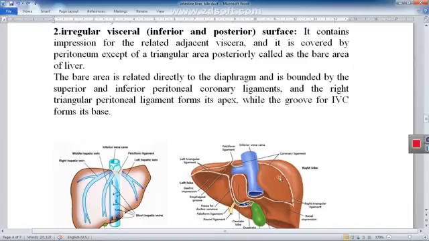This triangular bare area of the liver is limited above by the superior coronary ligament and below by the inferior coronary ligament. The apex is the right triangular ligament, and the base is the inferior vena cava. Of course, the coronary ligaments and the triangular ligaments, both the right triangular at the apex of the bare area and the left triangular, are reflections of the visceral peritoneum from the liver to the diaphragm to suspend the liver in its position.